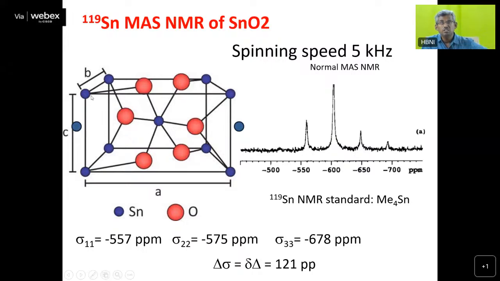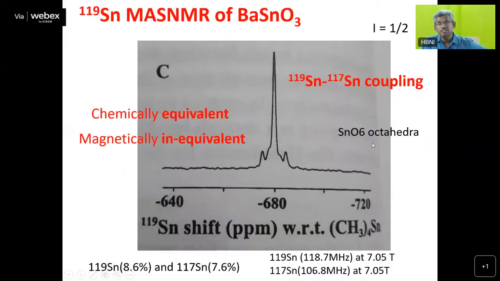Similarly, in the near neighbor, next near neighbor also, if you see here now, 1, 2, 3, 4 are at the same distance, and the fifth one is at a different distance. And same is valid for this side also. So totally the asymmetric environment is there. The local environment is quite asymmetric. That is why we get this type of side bands and we get broad patterns like this.